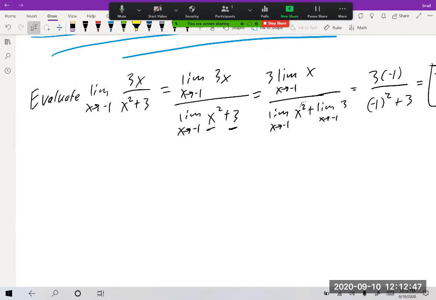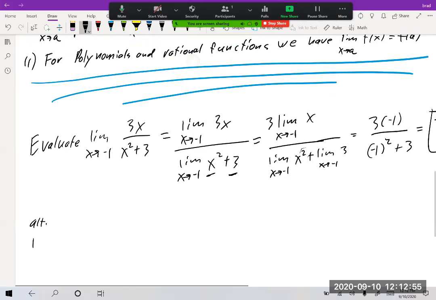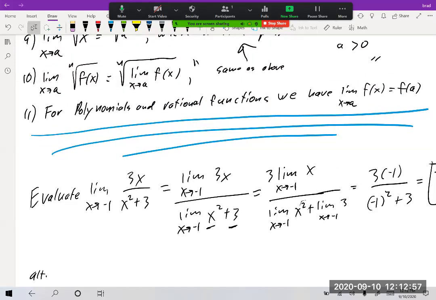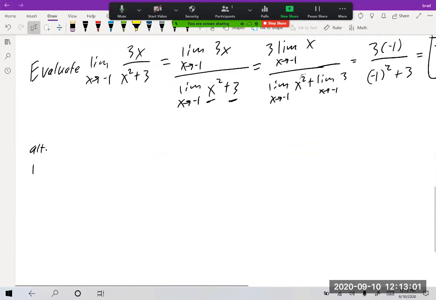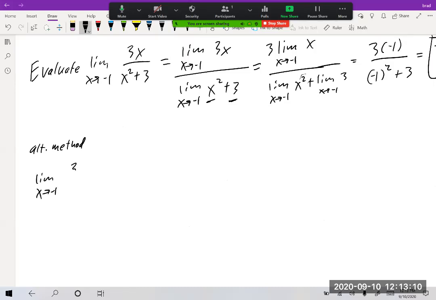Okay. Now, what I could have done from the very beginning, as an alternative, is I could have said this is a rational function. And right here it says for polynomials and rational functions, we have the limit as x approaches a of f of x is equal to f of a.